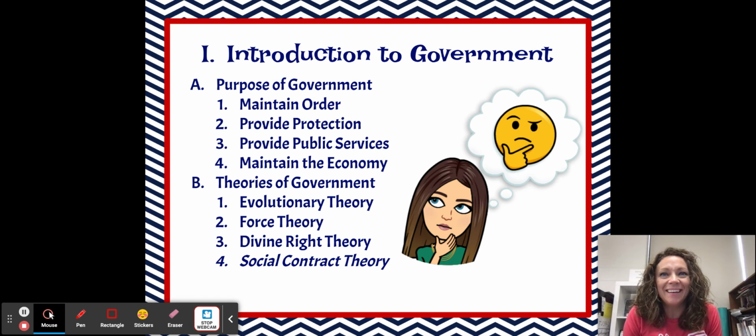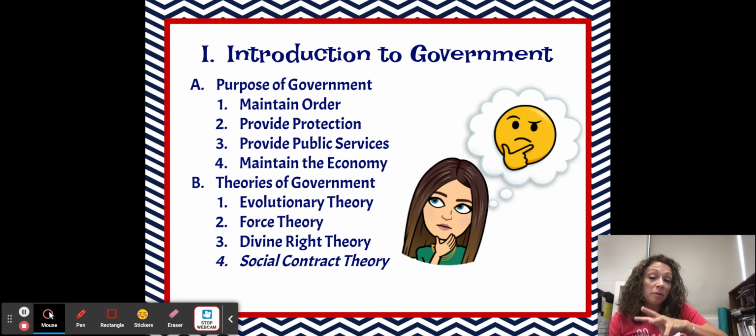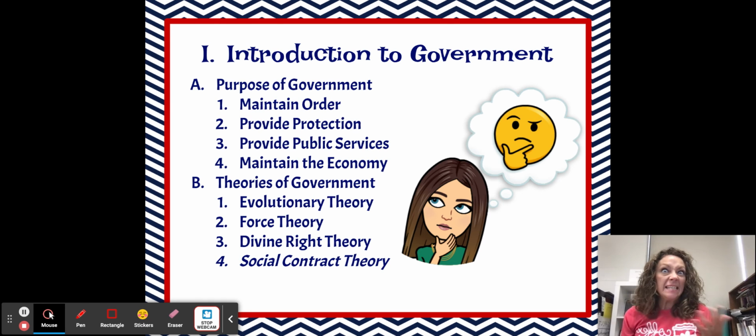Next, we have the force theory, and this theory tells us that government emerged when one group of people took over another. Okay, so when one group took over another group, government emerged. We also have the divine right theory, which was very popular in Europe prior to the Enlightenment, also in Native American tribes as well. The divine right theory tells us that I am in charge, if I'm the king or queen, because I have been given the authority to do so by God or by a deity or something like that.